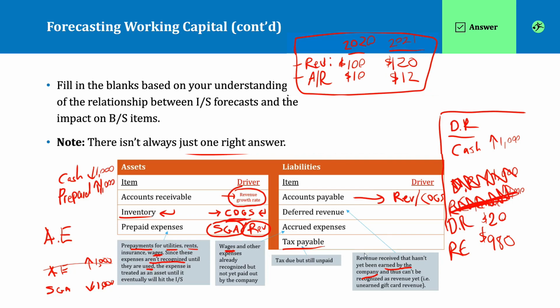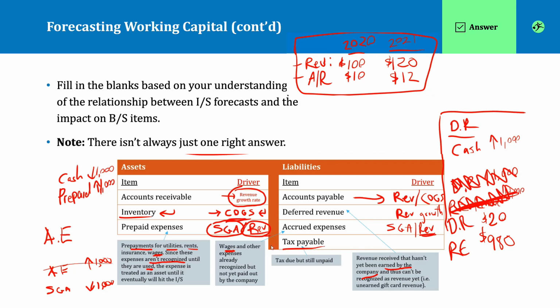Deferred revenue, that's an easy one. As you sell more stuff, whether it's gift cards or iPhones or whatever, the revenue growth rate is going to be the driver here. So that's an easy one. Accrued expenses, same story. It's either SG&A or revenue. The lowest common denominator in all these working capital items is almost always going to be revenue. And that's why you see some models not even bothering to make these distinctions, simply growing it at the revenue growth rate across the board.